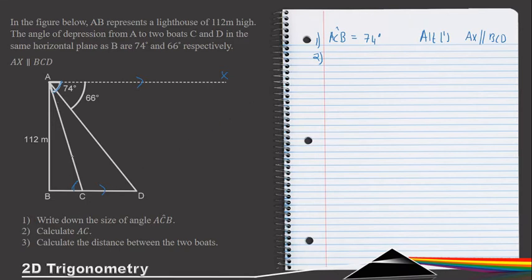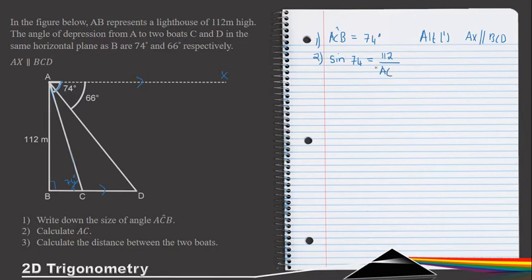And now for question 2, calculate AC. Now we know this is 74, then we need to calculate this AC. Since this is a right angle triangle, we can just use our ratios. If we work from this angle over here, this known side is opposite, and this AC is the hypotenuse. So the ratio that uses opposite over hypotenuse is sine. So I'm going to say sine of 74 is equal to the opposite, which is 112 over AC.